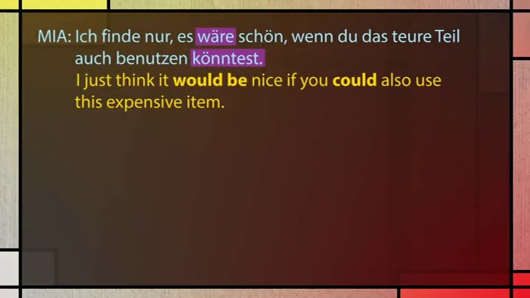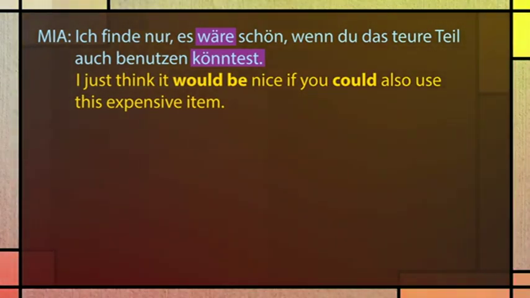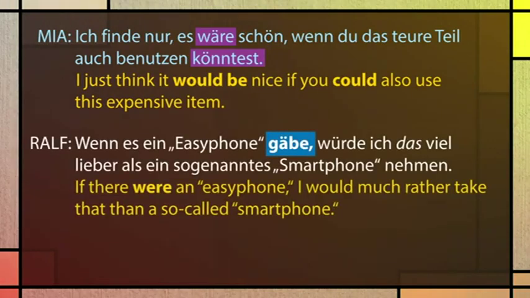To see what I mean, let's go back and take a closer look at the last few lines of the Gruber's dialogue. It's when Mia tells Ralph this. Ich finde nur, es wäre schön, wenn du das teure Teil auch benutzen könntest. Now, it's a playful little poke at Ralph, one which he seems to ignore, though, because he then goes on to muse, wenn es ein Easyphone gäbe, würde ich das viel lieber als ein sogenanntes Smartphone nehmen.